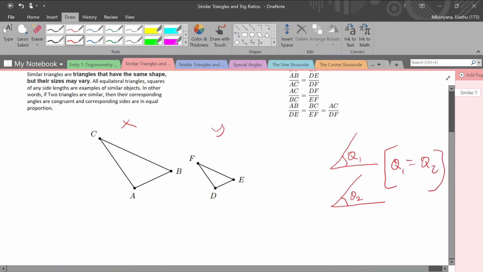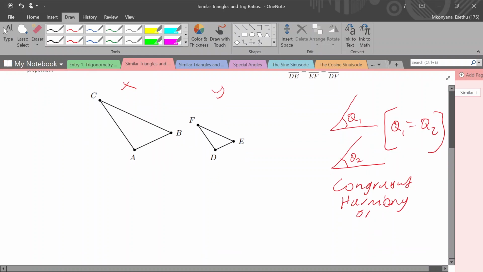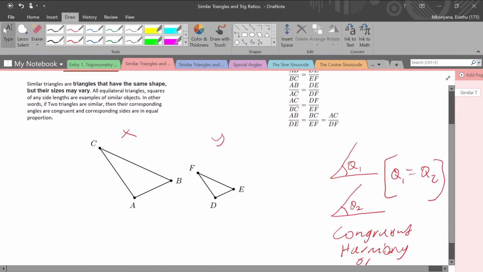Now, the term that is mostly used is to say that these two angles are congruent. The term congruent means in harmony. So it means things are agreeing, they are in harmony. So in a sense, equal. I like to use the term equal, but you'll hear a lot of congruent as we move further and when we get deep into similar triangles when we're doing geometry.